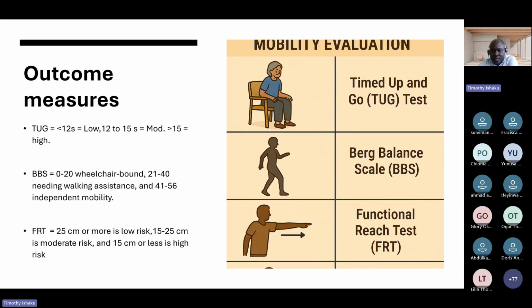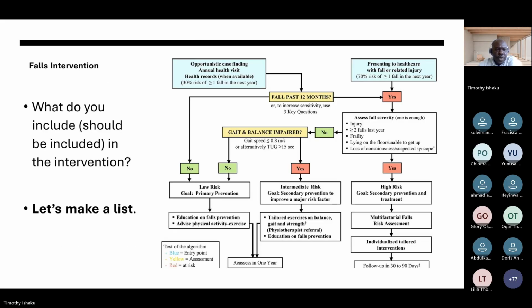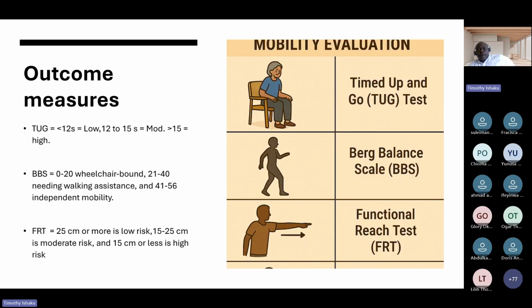So that's the summary. Balance assessment generally. We talked about assessment. Assessment is multifactorial, looking at different components. Start looking at vision, physical functioning, outcome measures, medication review, footwear, all those bits.